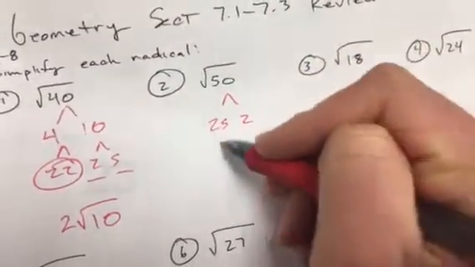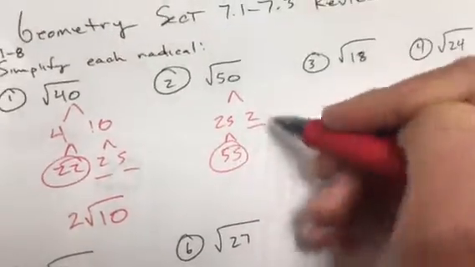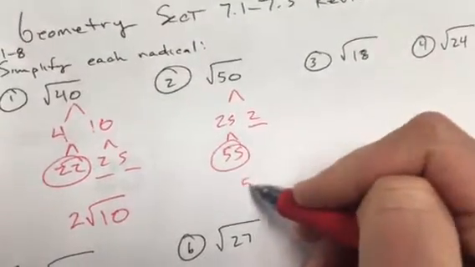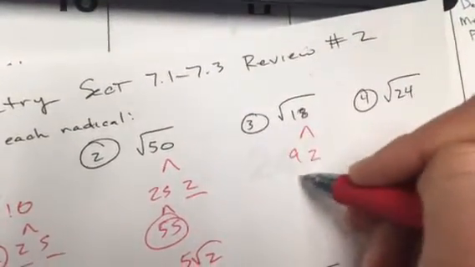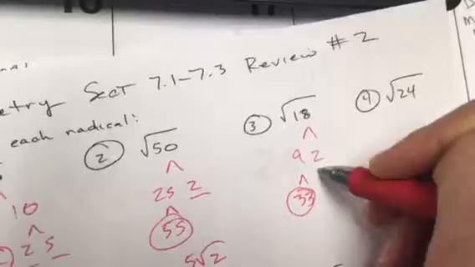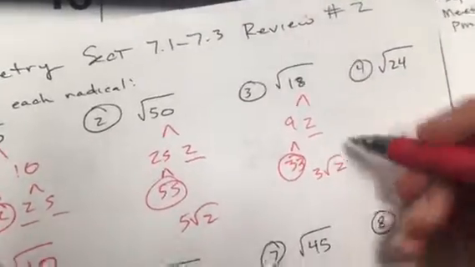50 is 25 and 2. It doesn't matter how you start. You're going to end up with two 5s and a poor 2 that has to stay on the inside. 5 root 2. 18. 18 is 9 and 2. 9 is 3 and 3. So you're going to have 3 root 2.